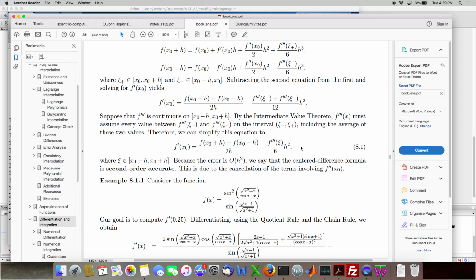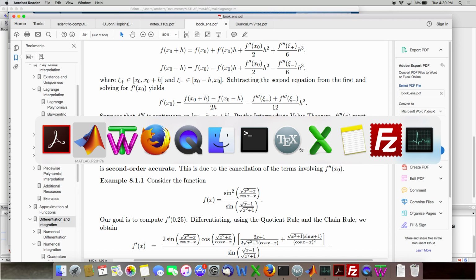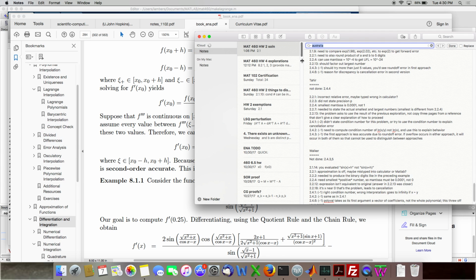Oh, I just realized I totally forgot something. I'm going to divert for a second and come back to this. There are some comments I wanted to make based on what I saw with homework 2.